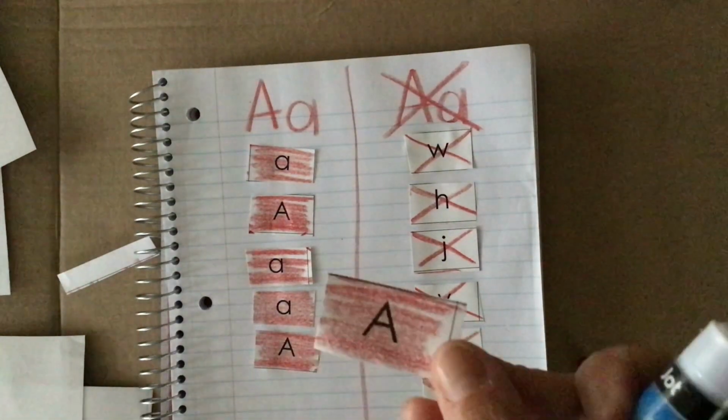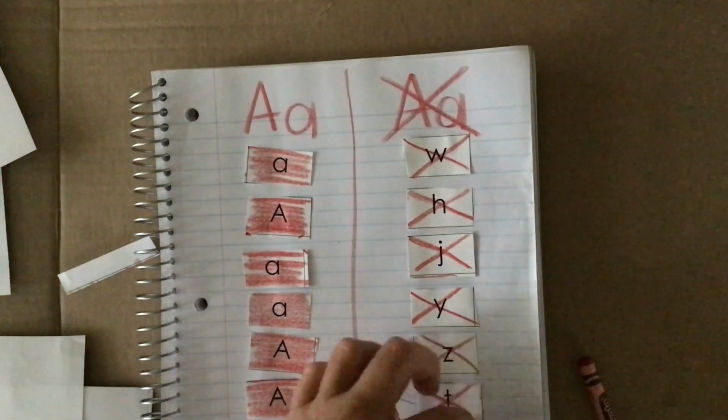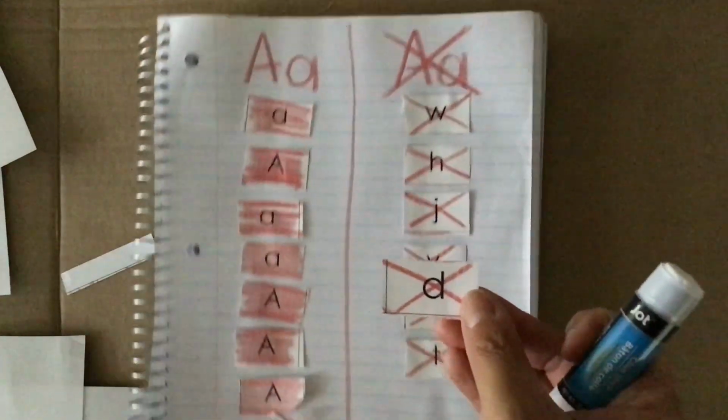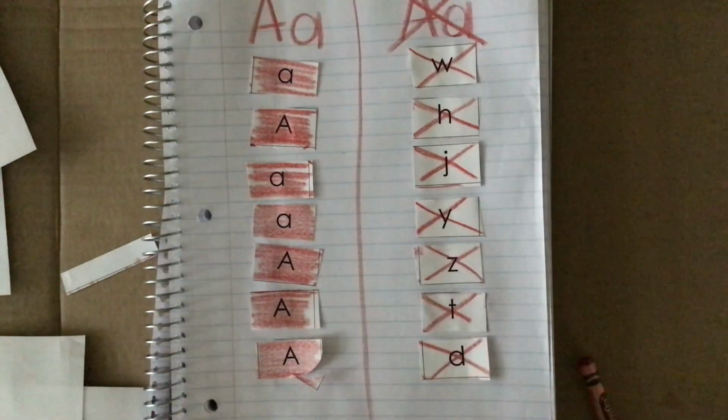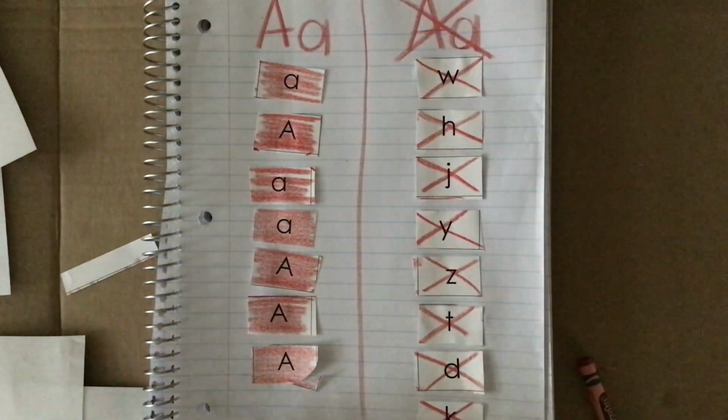All right, here's a letter A and another letter A. And then here we have the letter D and the letter K. So there's our A, not A sort for you to practice, okay?